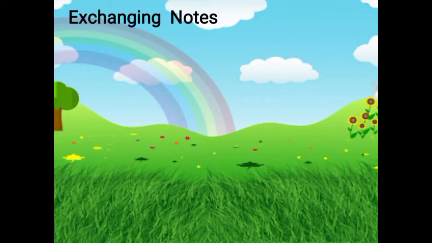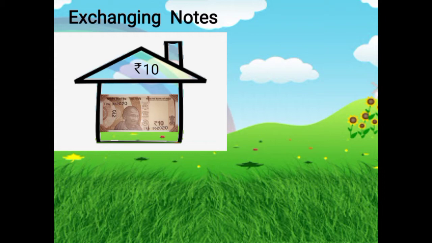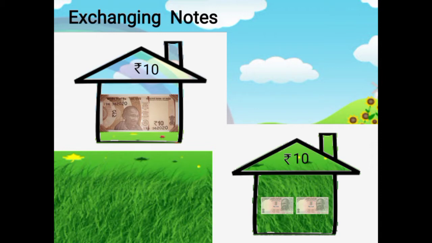Next is exchanging notes. We can also exchange bigger notes for smaller notes. Here you can see 10 rupees note. This is 10 rupees house. So in another 10 rupees house, you can see 2 notes of 5 rupees. So 5 plus 5, it will become 10.